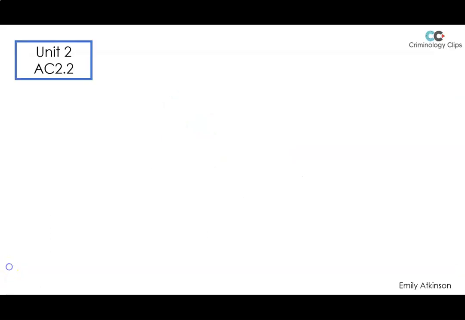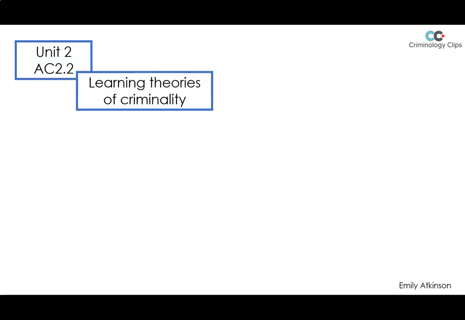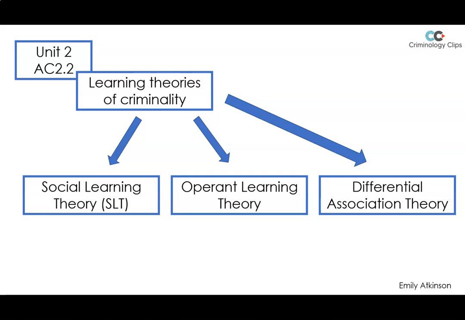So today we're going to be looking at AC2.2 of Unit 2, which is the learning theories of criminality. And there's three that we need to cover, but the one we're focusing on today is social learning theory.